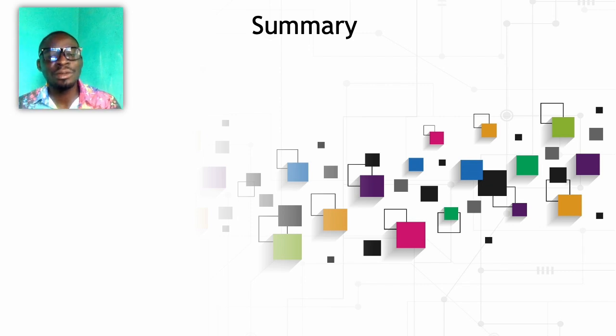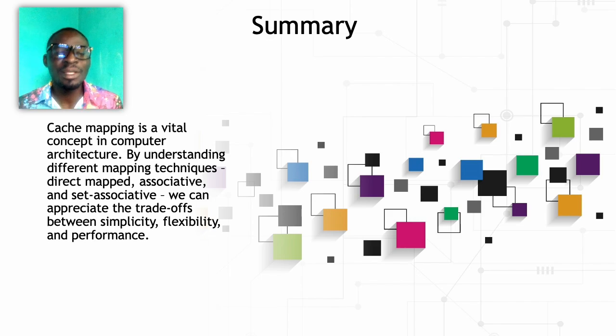So in summary, what is cache mapping? Cache mapping is a vital concept in computer architecture. By understanding different mapping techniques like the direct map, the associative and the set associative, we can appreciate the trade-offs between simplicity, flexibility, and performance.